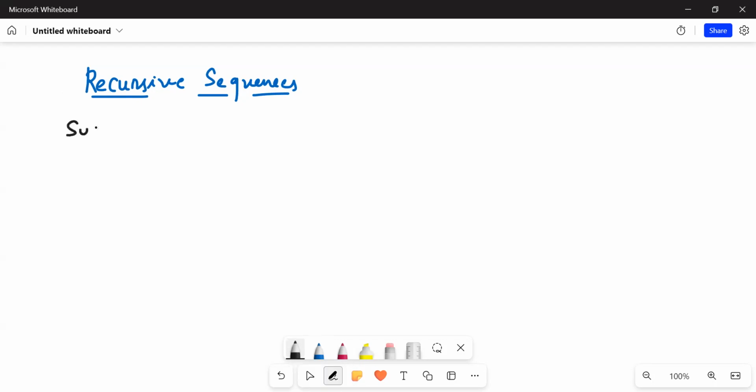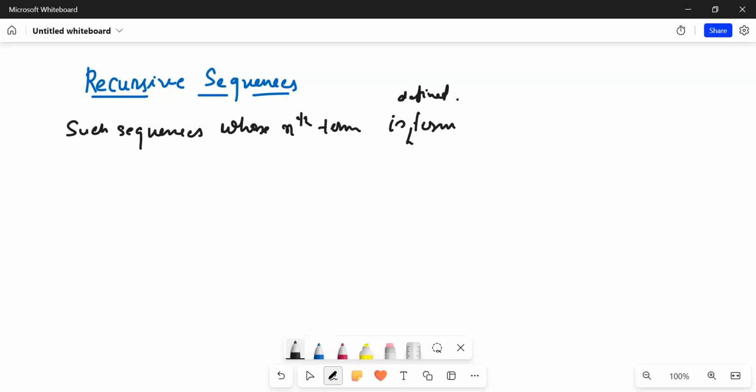So sequences whose nth term is defined in terms of its previous terms are called recursive sequences. Okay, so let us take one example.